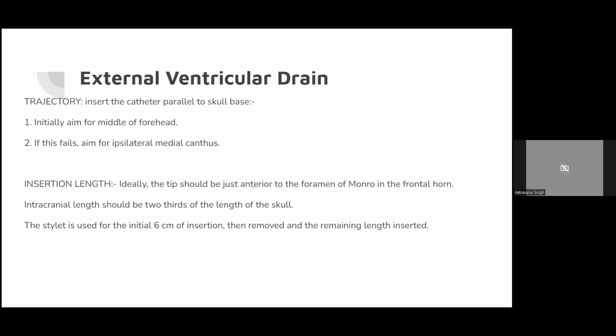The intracranial length should be about 2/3 of the length of the skull, and the stylet is used for the initial 6 cm of insertion, then removed, and the remaining length is inserted. So it needs to be short enough to prevent penetration of the frontal brain parenchyma, but long enough to ensure that the tip is actually beyond the foramen of Monroe. And this helps prevent the catheter from ending up in the temporal horn, where the choroid plexus is located. And if it is there, then the chance of obstruction increases.